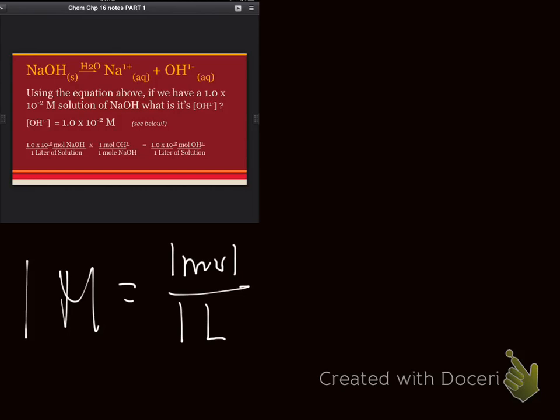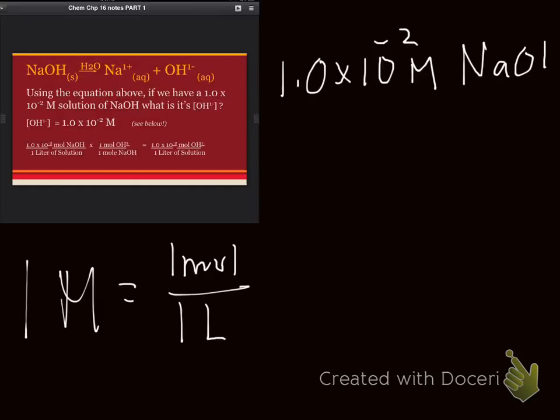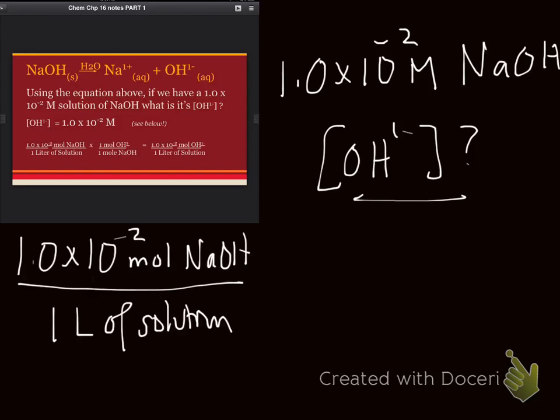That's easy enough. Well, what if we have a 1.0 times 10 to the negative 2nd molar solution of sodium hydroxide? Can we figure out the concentration of hydroxide ions from that? You might suspect that we can, since I'm asking you. Well, to start off, we have to think back to what that molar concentration means. It just means that in every 1 liter of solution we have 1.0 times 10 to the negative 2nd moles of sodium hydroxide. That's not a lot of sodium hydroxide. That's, what, a centimole? It's a small amount.